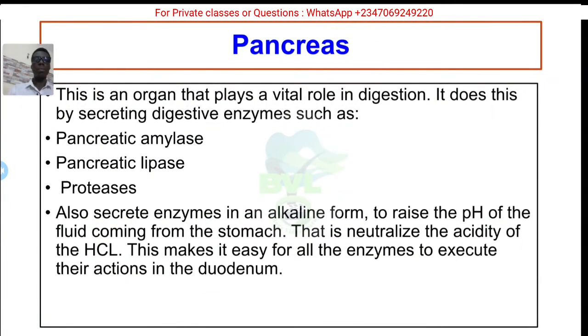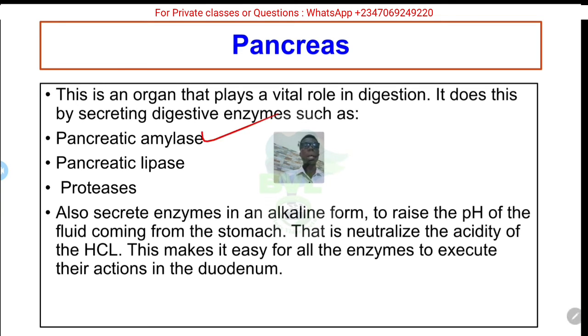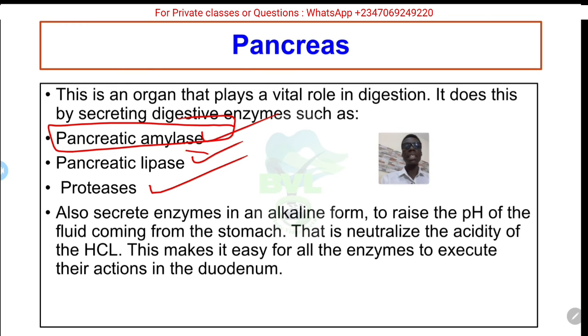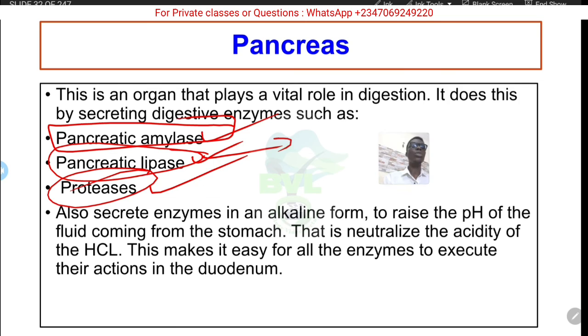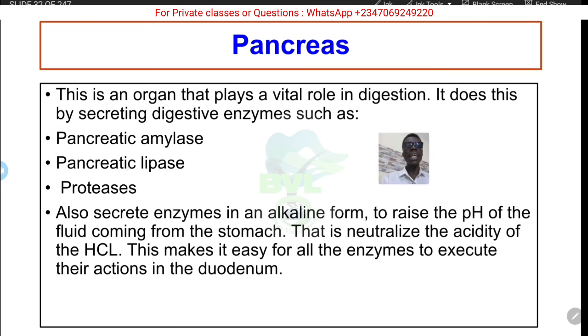Then the last accessory organ is the pancreas. It plays a very vital role. Why? Because it secretes pancreatic amylase, lipase, and protease. Of course, amylase, like I told you, digests carbohydrates, mainly starch. Then lipase digests lipids. Protease digests what? Protein. Now, you need to know that we only added this word pancreatic to tell you where it is secreted from.